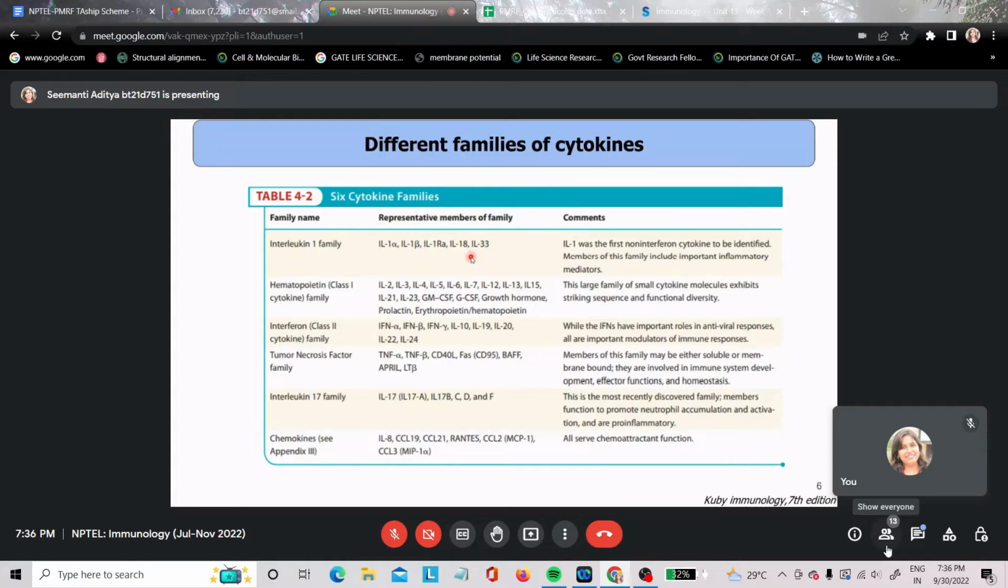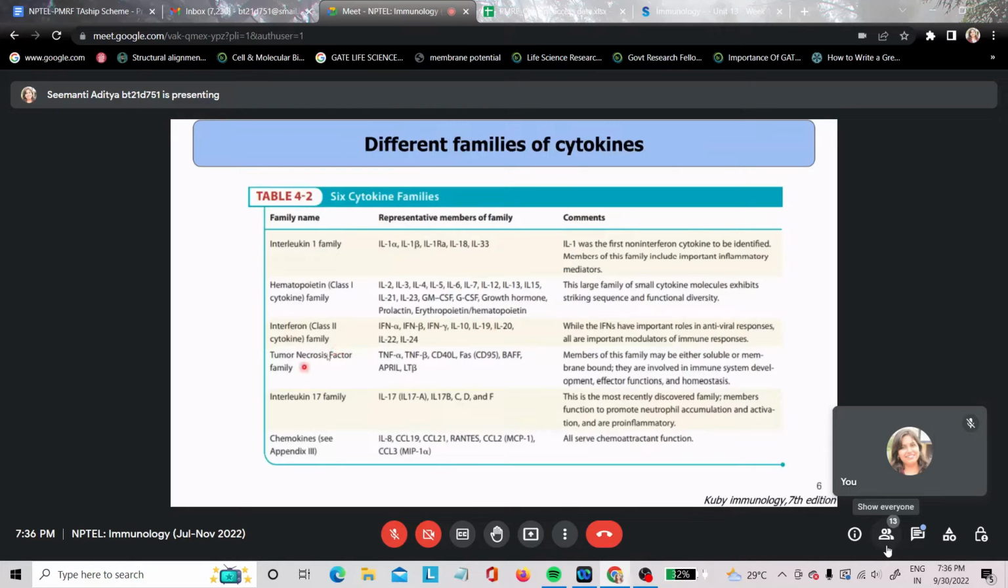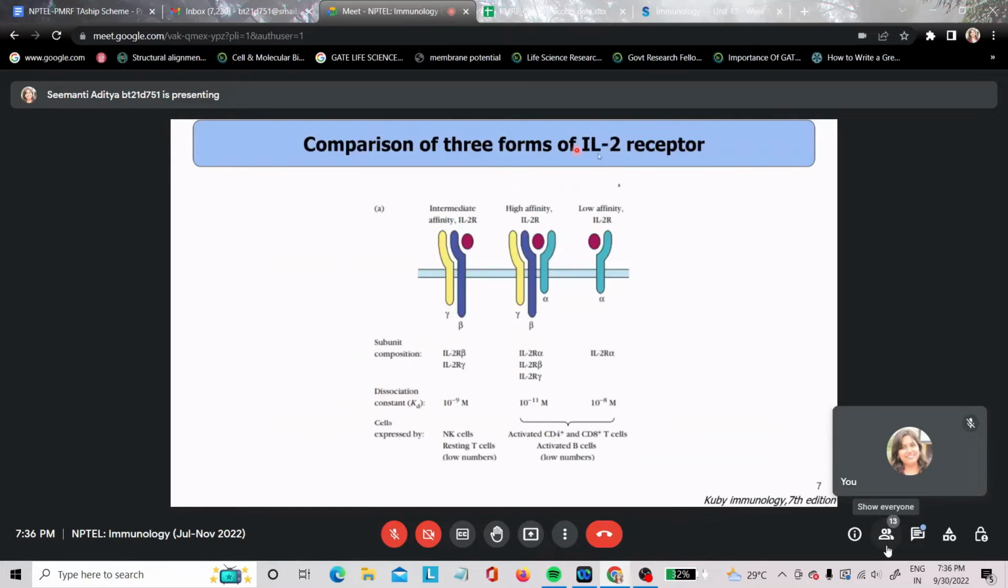So they have different receptors and they perform different functions as well. So this is an IL-2 receptor. This receptor basically functions in identifying the class 1 family of cytokines, like IL-2, IL-4 and IL-7, which are recognized by IL-2 receptors. IL-2 receptors consist of an alpha subunit and a beta subunit.